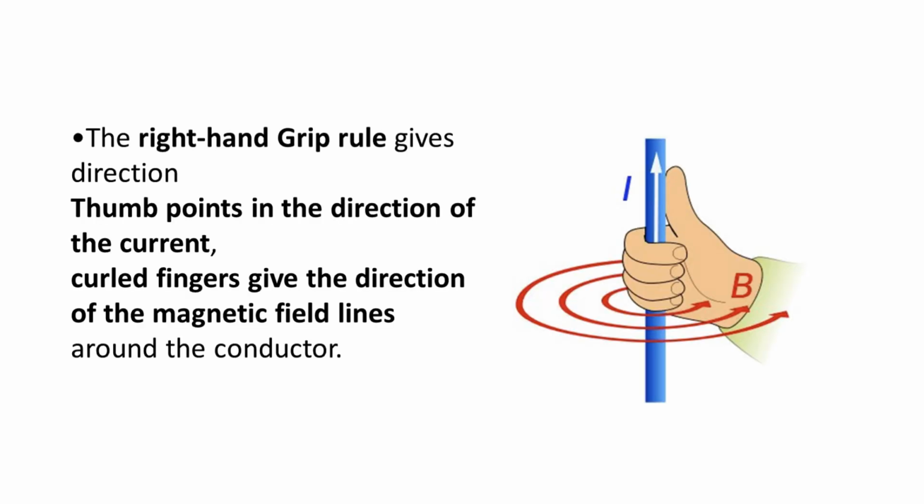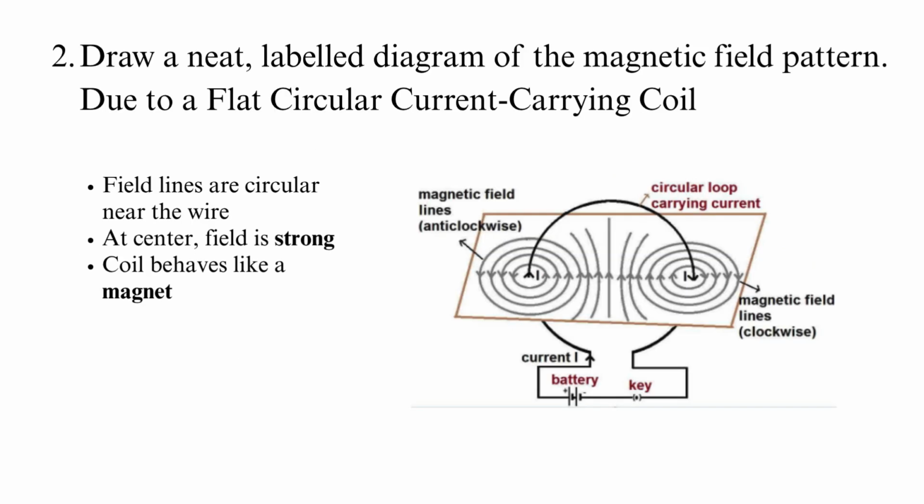Hold the wire with your right hand. Thumb points in the direction of current. Curled fingers show the direction of magnetic field lines. A flat circular coil also produces a magnetic field when current flows through it.